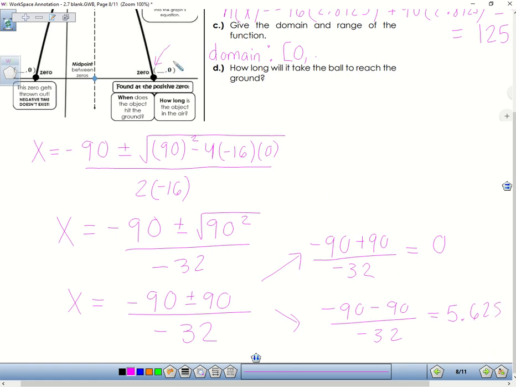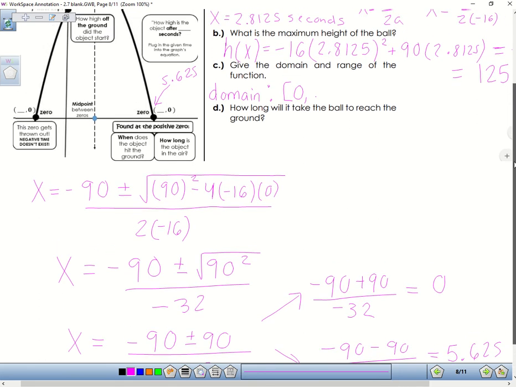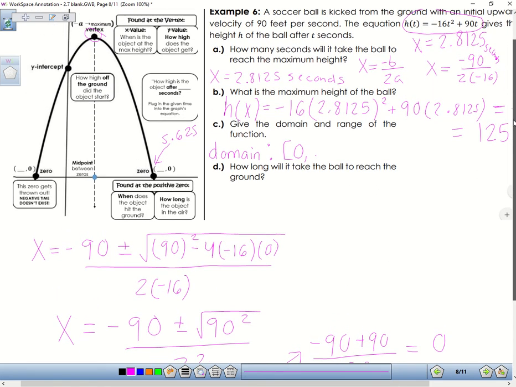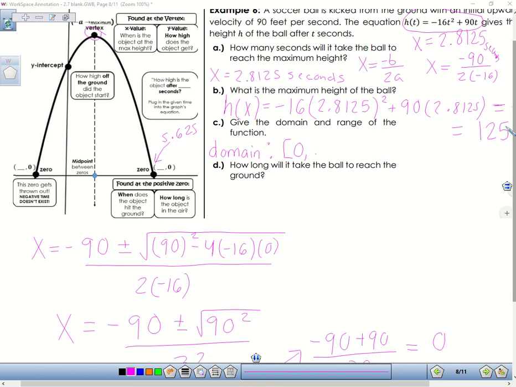So what this means right here is this 0 is 5.625. That's basically the extent of my domain, right? Once the ball hits the ground, it's not going to be going any further out this way. It hits the ground, it's done. So my domain is from 0 to 5.625.